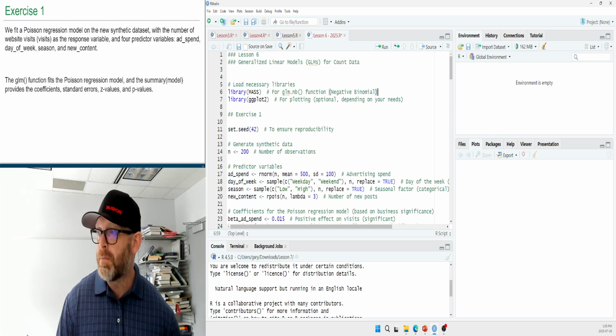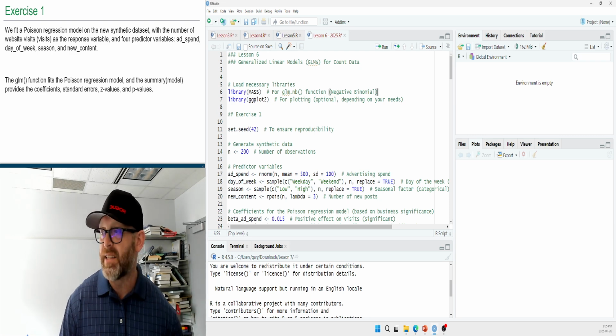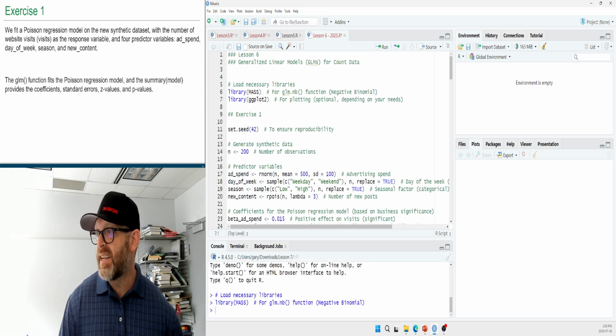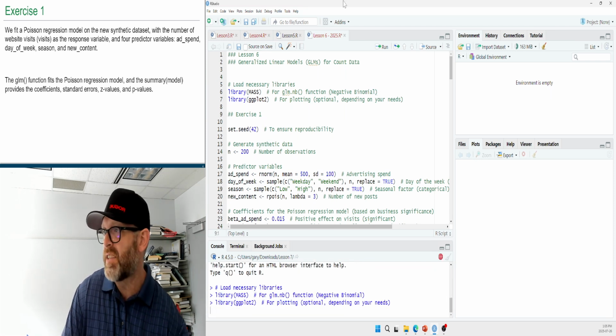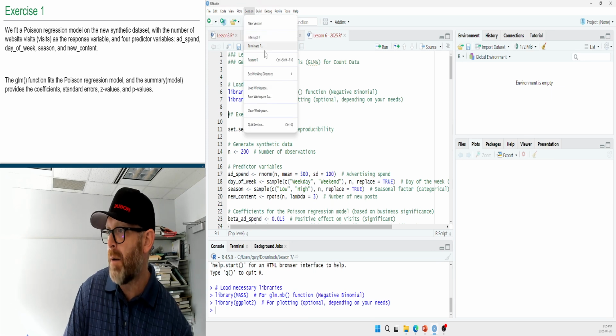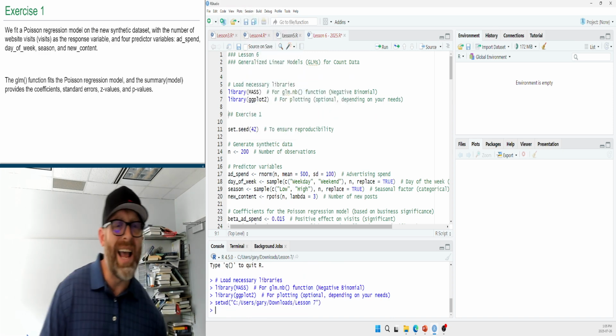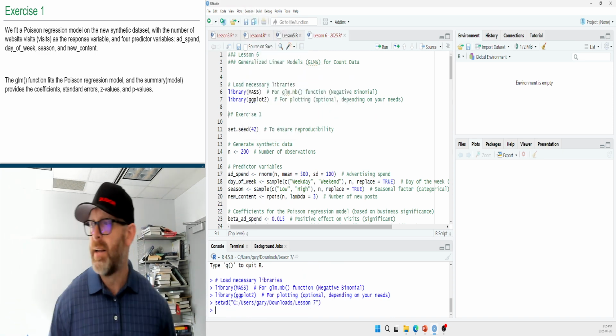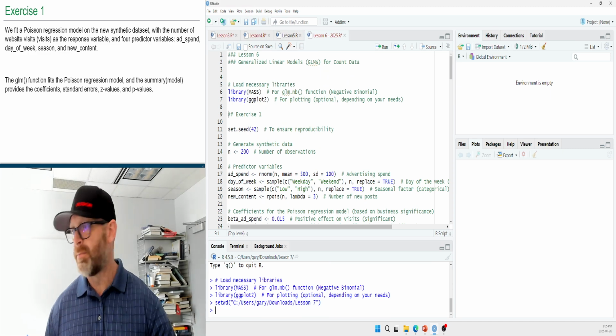And same idea, ggplot2 for being able to visualize some of these things. So running line 6 and line 7, I should also set, even though I don't need it right now, but just by default, the working directory to the source file location. I don't think I have any data that I need to pull in this lesson, but just in case.